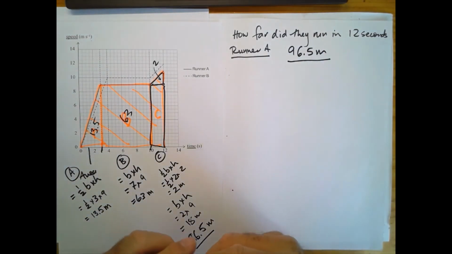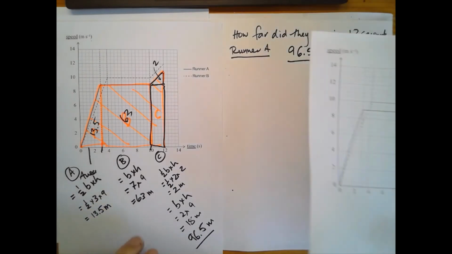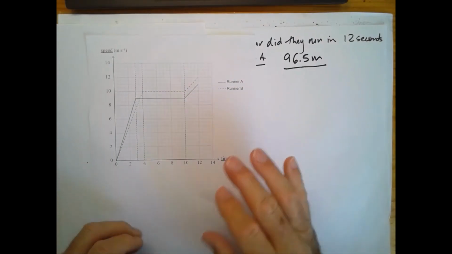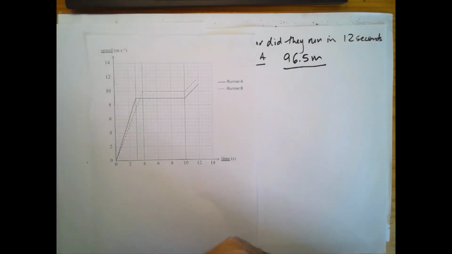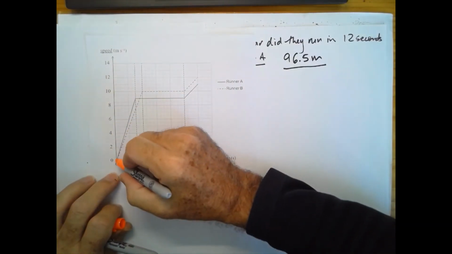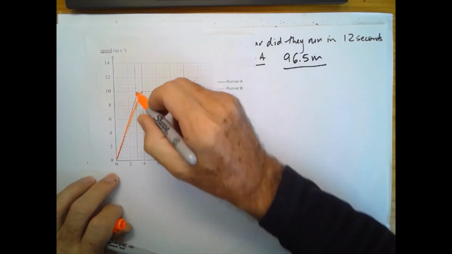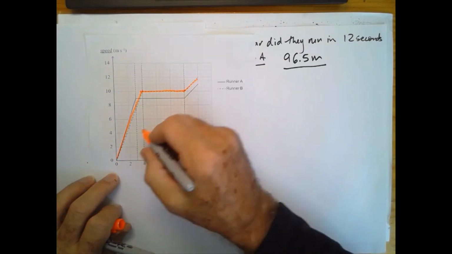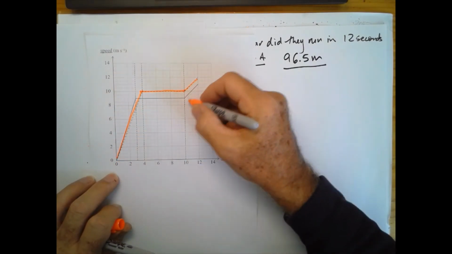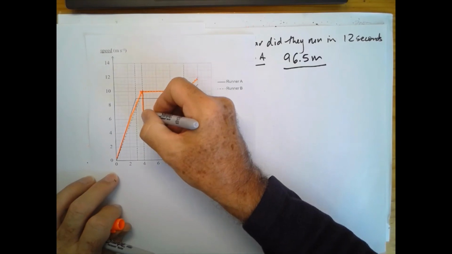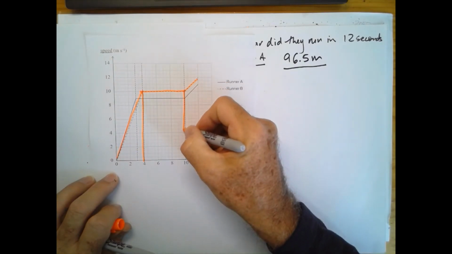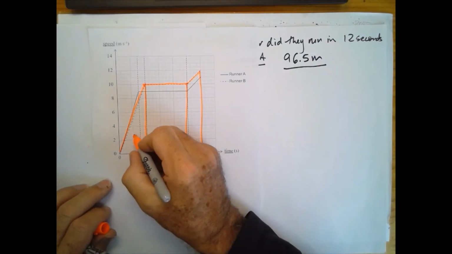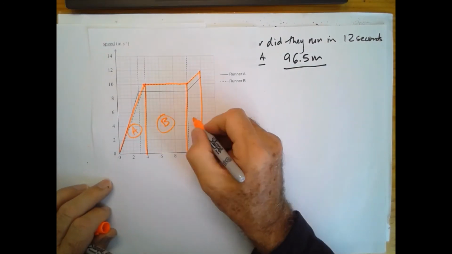Let's then have a look at runner B, and I'm going to do it in full just so we can make sure we've got this right. Runner B, what's the area under the graph for runner B in 12 seconds? Here's runner B's graph, and we need to calculate this whole area. So let's divide it up again into triangles and rectangles. Area A, B, and C.